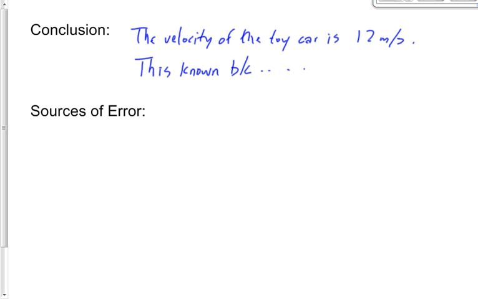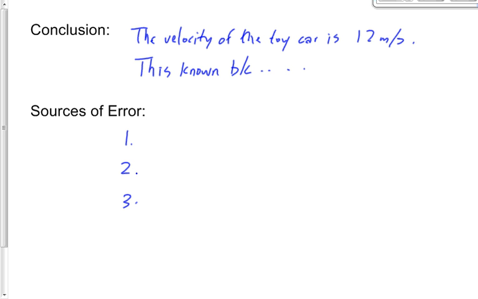Finally, sources of error. You guys have done this before as well. We want to have 2 or 3 good sources of error. Things that could have been better. Things that could have led to bad data. Not necessarily did lead to bad data, but could have led to bad data. Let me give an example of a bad source of error. I get this all the time, and it drives me crazy. Don't be the person that does that. A bad source of error is, I made a mistake with my calculations.